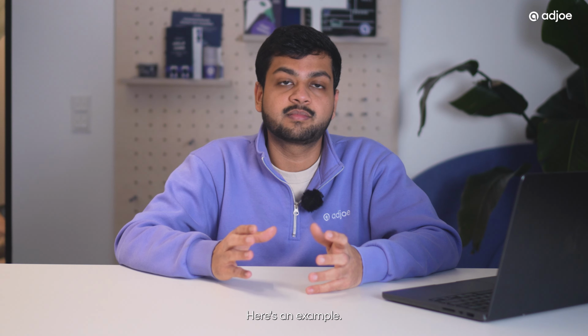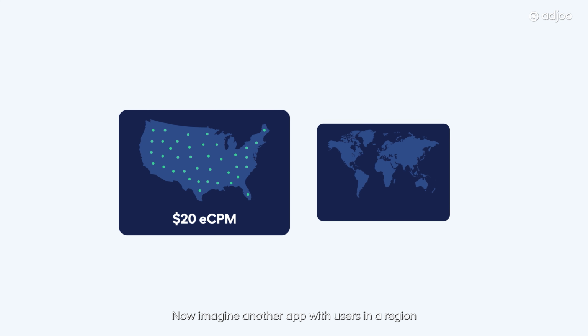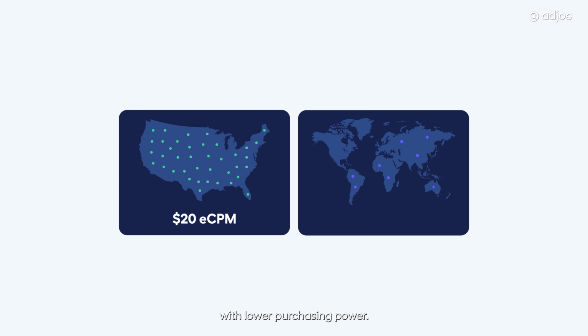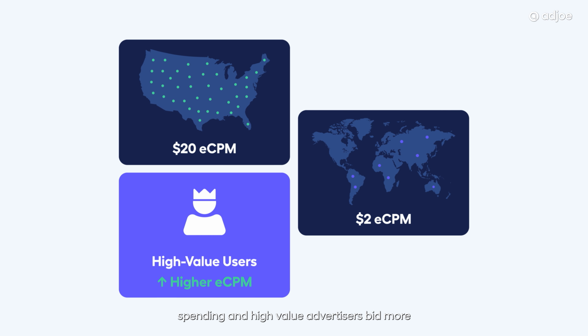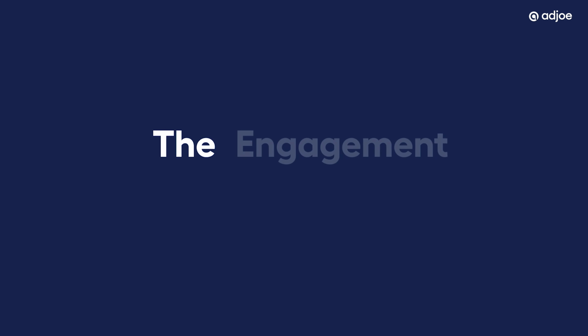Here's an example. Let's say you have an app with users mostly from the US. Your eCPM might be $20. Now imagine another app with users in a region with lower purchasing power. In this case, your eCPM might be $2. Which means if your users are high spending and high value, advertisers bid more, and your eCPM goes up. If your users are passive, eCPM might go down.